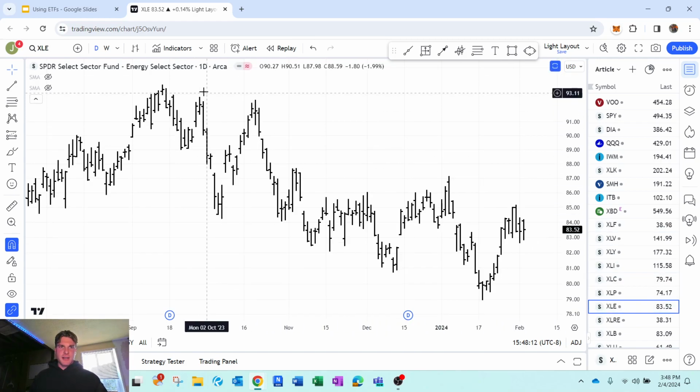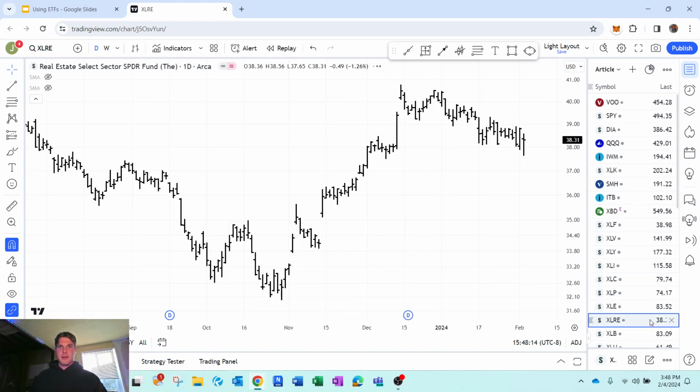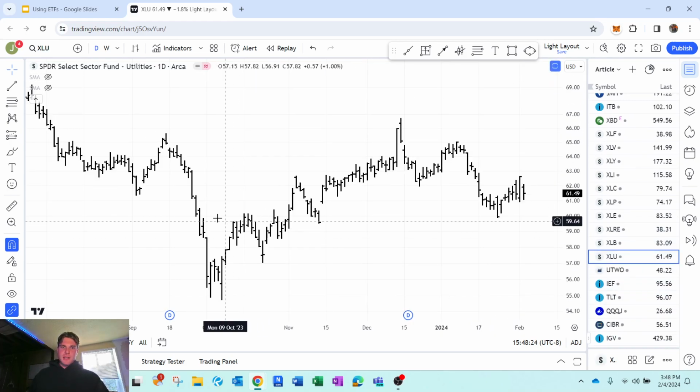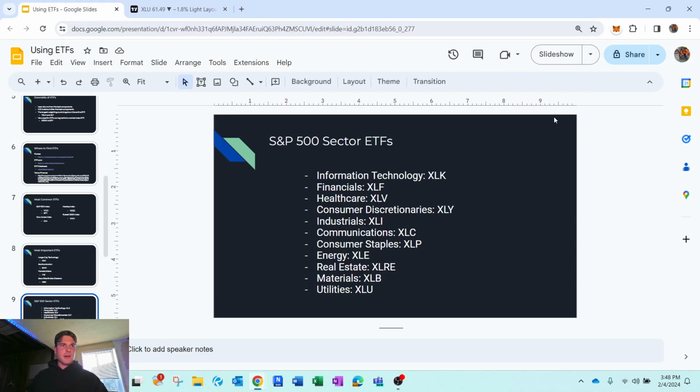Energy has been a consistent laggard. That's in a downtrend. Real estate, still in a downtrend after making recent highs back in December. Materials look a lot like small caps. Utilities have mostly been trading sideways. They made a pretty good run off the October lows, but ever since then they're trading right around where they were back in October. So those are the 11 sectors of the S&P. Those are their ETFs.